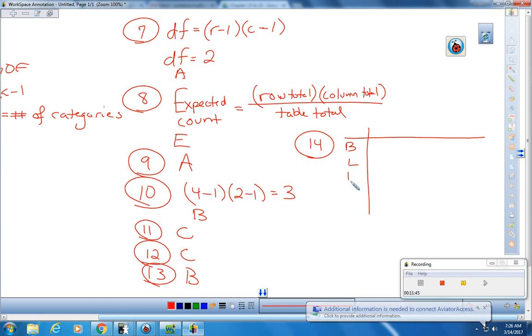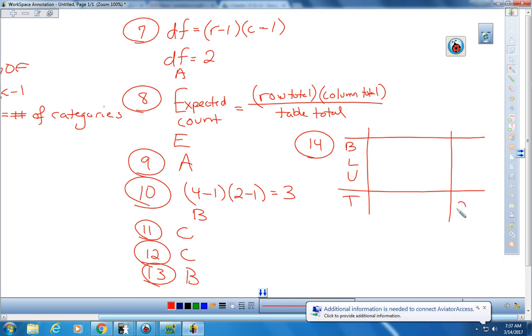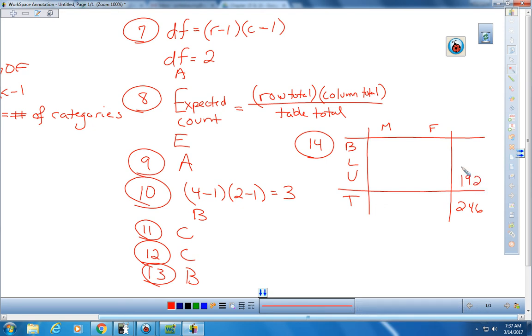I was just going to go ahead and calculate it. I don't think we have to have a range. So my table total is 246, and this is males, females. All that I'm really concerned with is row total times column total over table total. This right here should be 192 because these all have to add up to 246, and then this right here is 139.